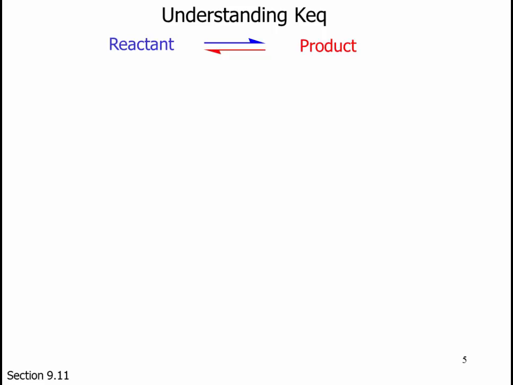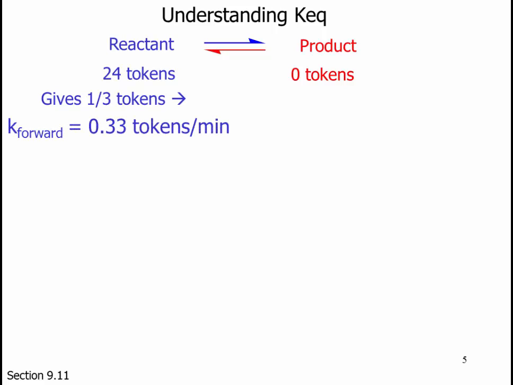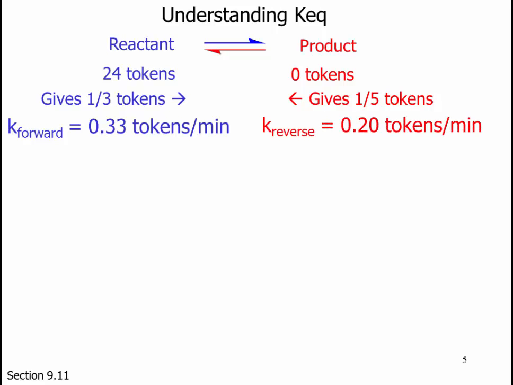Let's do a little exercise to understand equilibrium. We have reactant in equilibrium with product. We're going to start with 24 tokens or molecules as the reactant and no tokens as the product. Our rate constant forward is going to be 1/3 tokens. That means 0.33 tokens per minute. Our rate constant reverse is going to be 1/5 tokens. That would be a reverse rate constant of 0.2 tokens per minute.